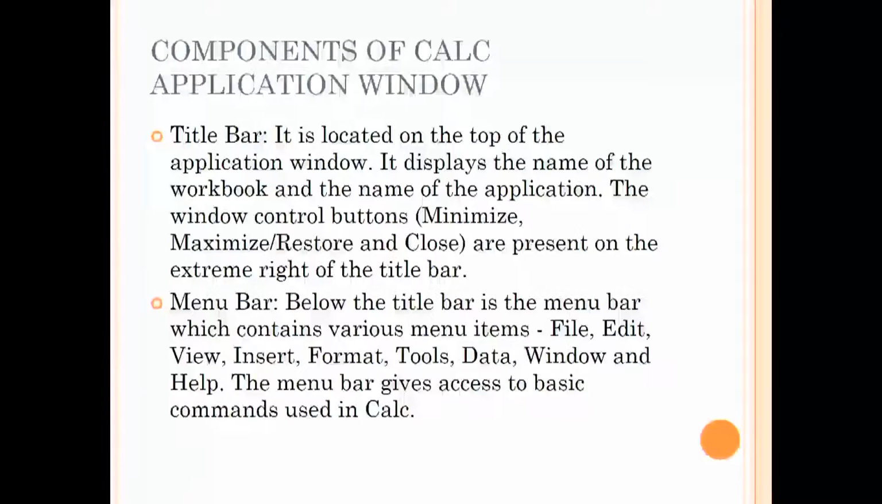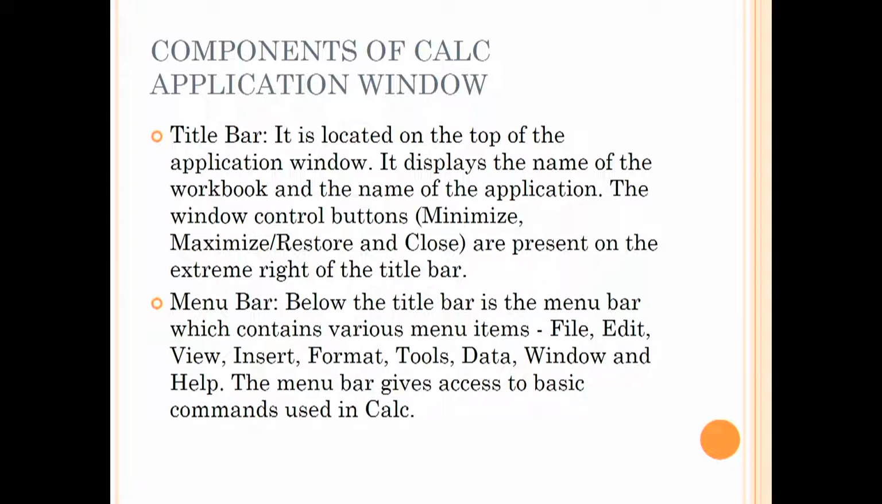Now let us discuss some of the major components of the CALC application window which you see on the screen. The first is the title bar. It is located on the top of the application window. It displays the name of the workbook and the name of the application. The window control buttons, which are minimize, maximize or restore and close, are present on the extreme right of the title bar. The second component is the menu bar.